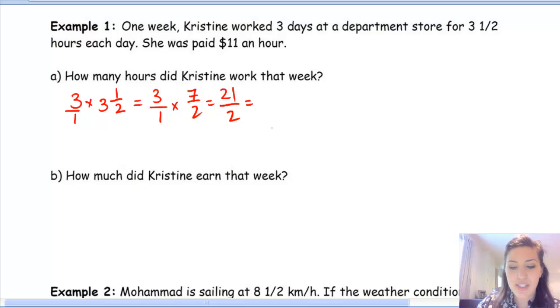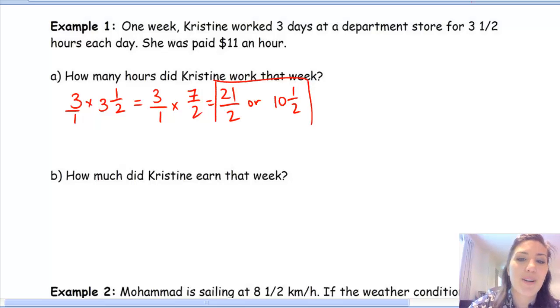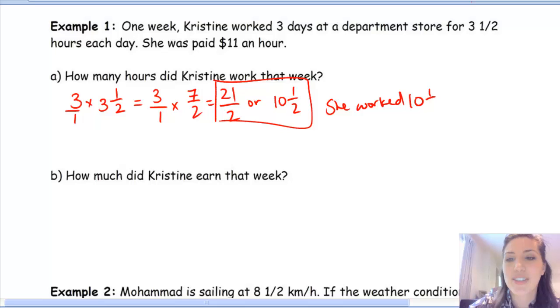Can we reduce this any further? No, so we can't say equals because it's not going to go any further. So we can say 21 over 2, or we can change this to a mixed number so it's easier to understand. 2 goes into 20 10 times with 1 left over, keep the same denominator. So, how many hours did Christine work that week? She worked 10.5 hours.